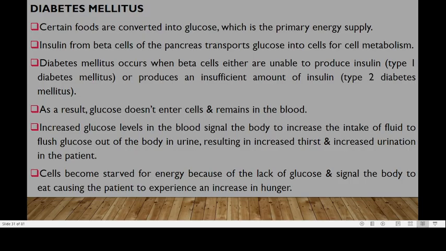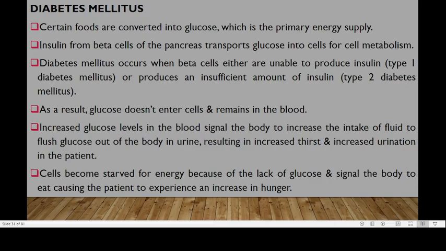The next and common endocrine disorder is DM. So certain foods are converted to glucose, which is the primary energy supply. Insulin from beta cells of the pancreas transports glucose into cells for cell metabolism. Diabetes mellitus normally occurs when beta cells either are unable to produce insulin, that is type 1 diabetes, or produce insufficient amount of insulin, type 2 diabetes. As a result, glucose doesn't enter cells and remains in blood.